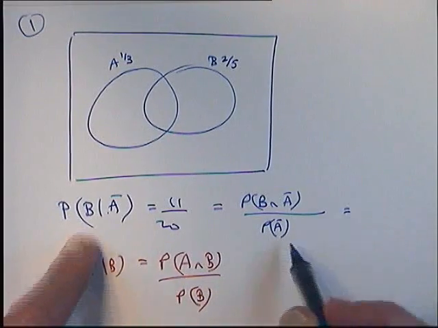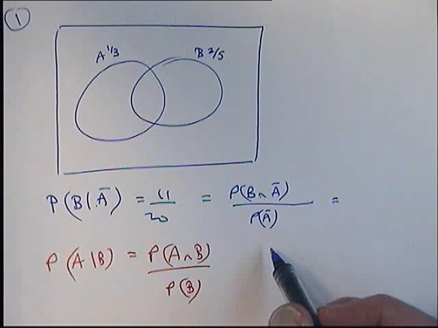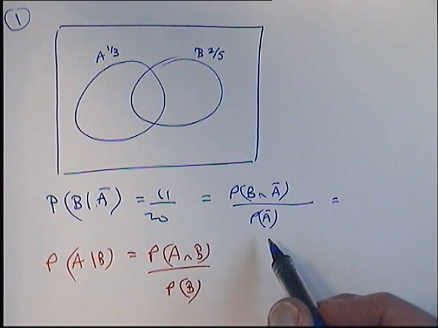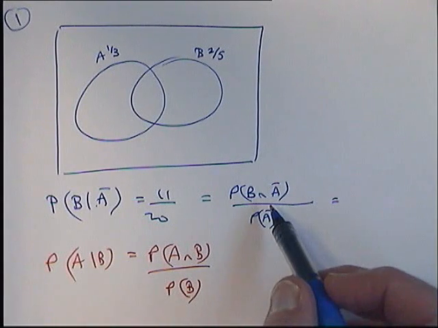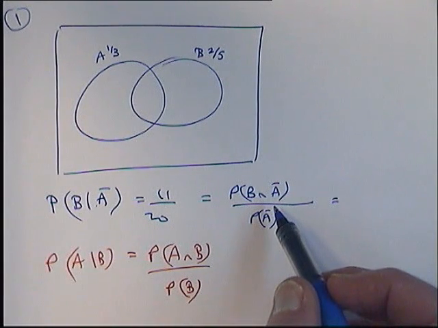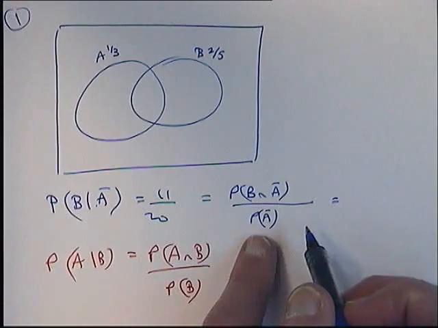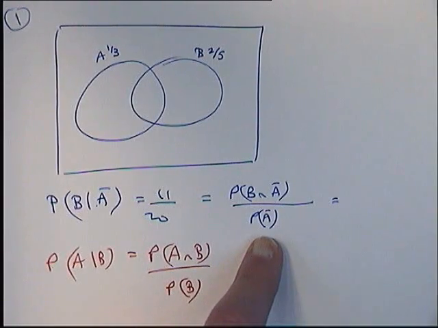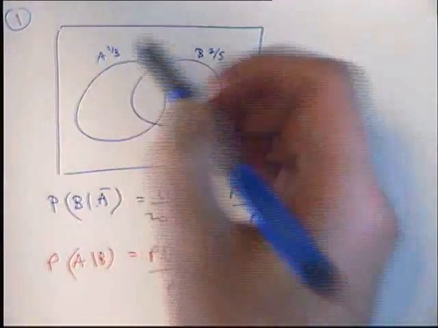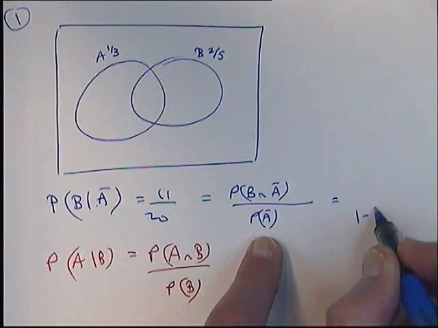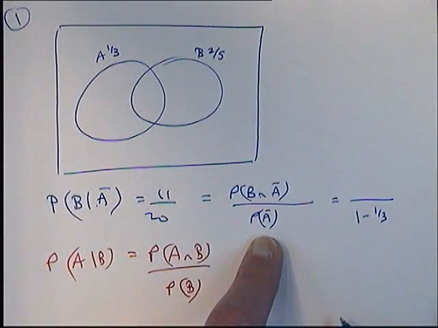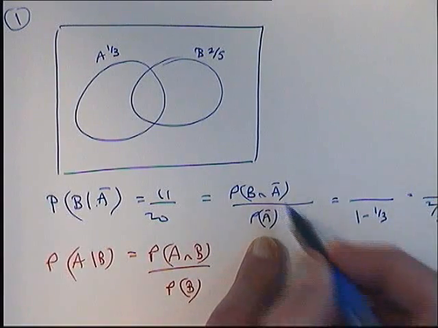Now, do we know any of these bits here so far? Yeah. Which bit do we know? B and not A. We don't know that at the moment. We haven't got enough information for that at the moment. Go on, which one do you reckon we've got? Probability of not being A. Not A. Yeah, we know that A is 1/3, so not A is 1 minus 1/3, which is 2/3. And then we still don't know this bit at the top.